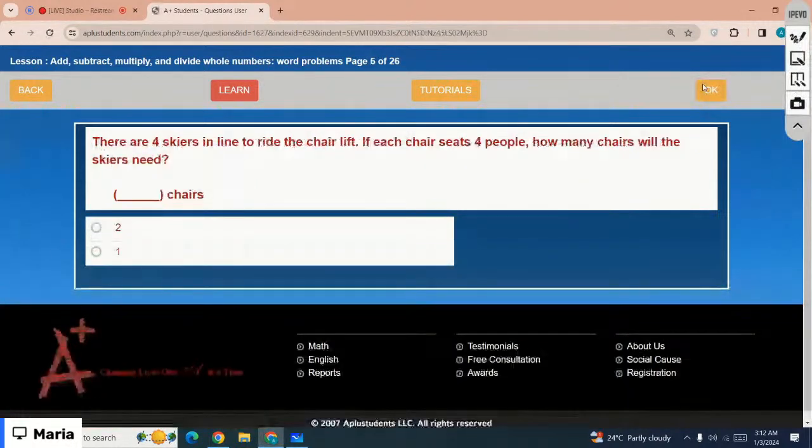Okay, the next one is: there are four skiers in line to ride the chairlift. If each chair seats four people, how many chairs will the skiers need? So which is the correct option?